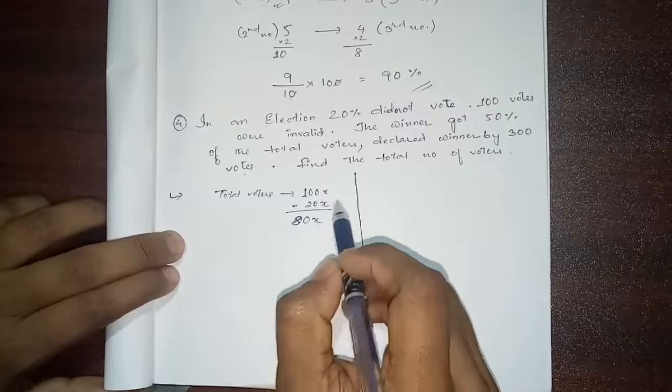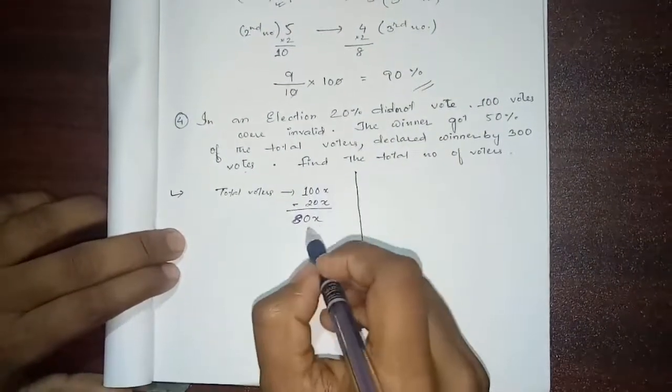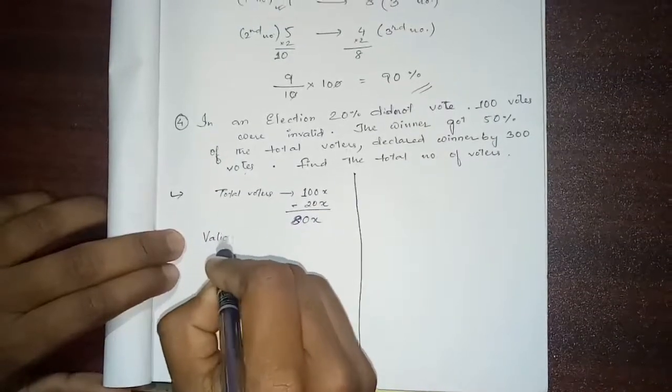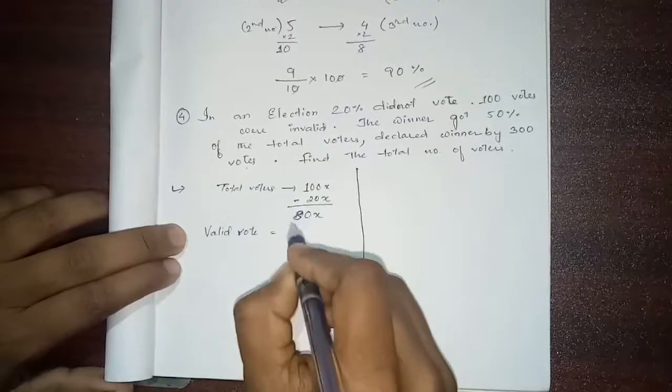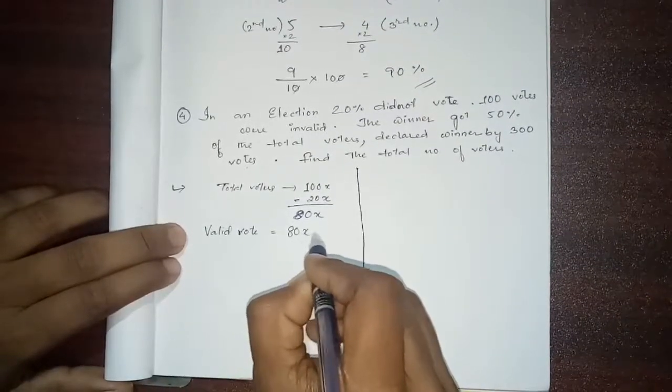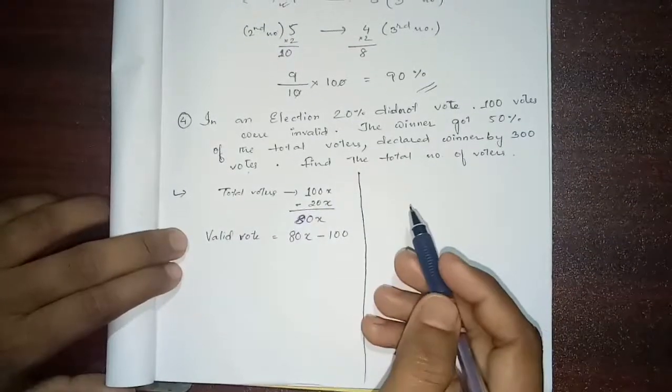80x persons voted, but from that, 100 votes were also invalid. So what is the number of valid votes? That is this many persons voted, so decrease 100 from this. This is the valid vote, because 100 votes were invalid, right?